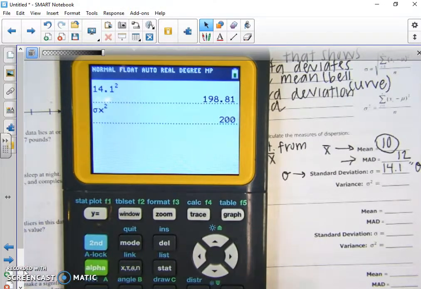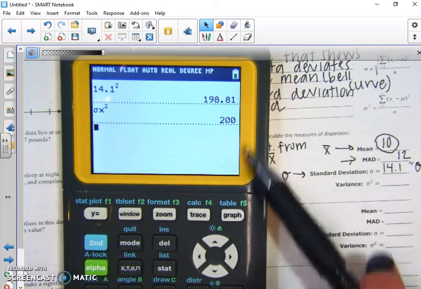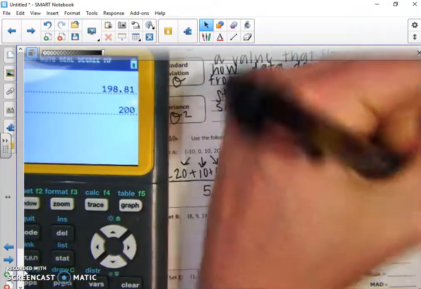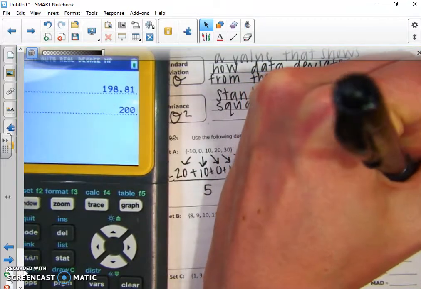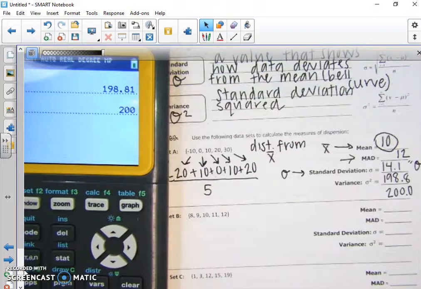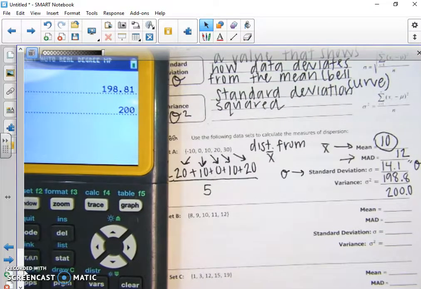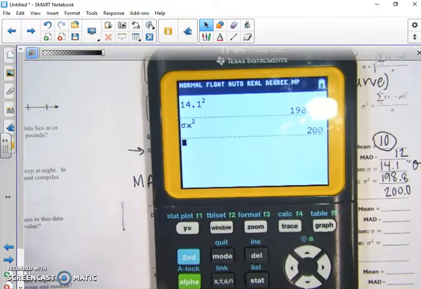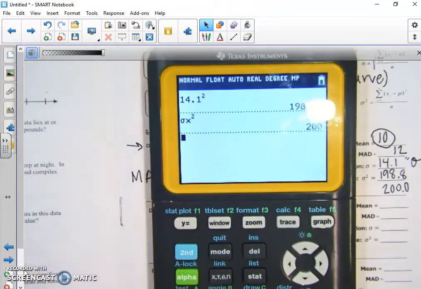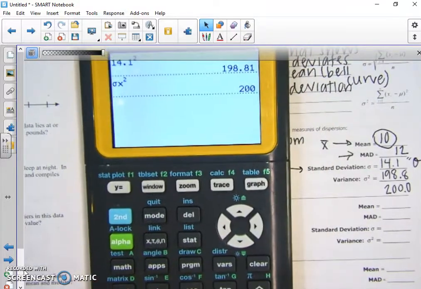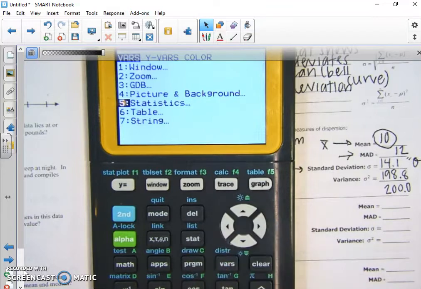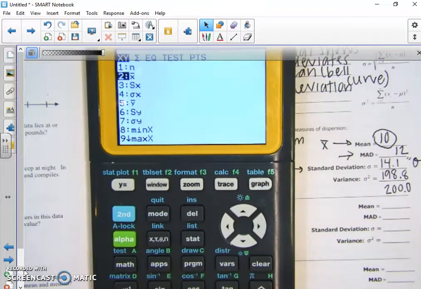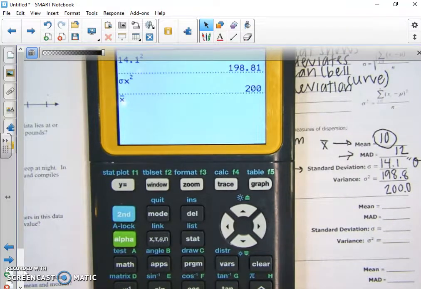So really you could answer it as 198.8, or you could say 200. I would accept either one of those. Okay. And you could just put 200, not 200.0. Okay, so again, to find that standard deviation value, this is also true if you ever want to find the mean. You can do vars, and then statistics, and then there's your mean.